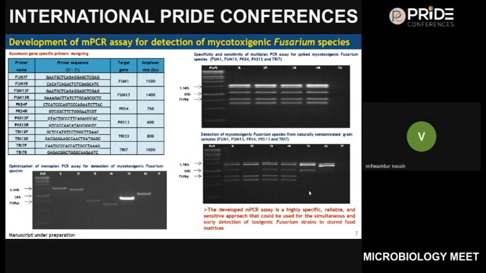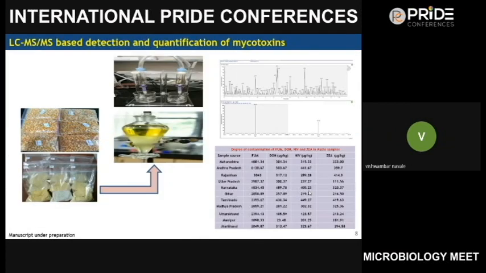So this multiplex PCR is a highly specific, reliable and sensitive approach that could be used for the simultaneous and early detection of these toxigenic Fusarium strains in stored food matrices.